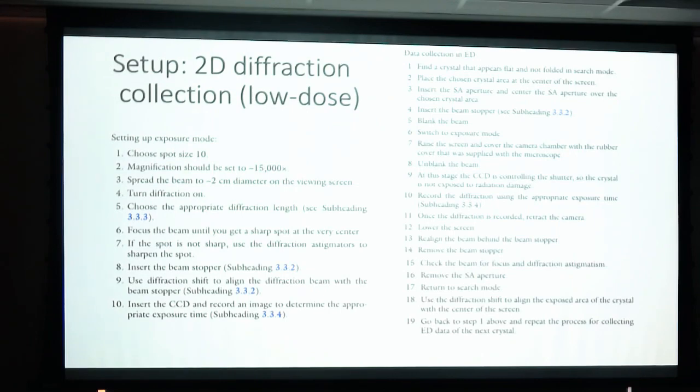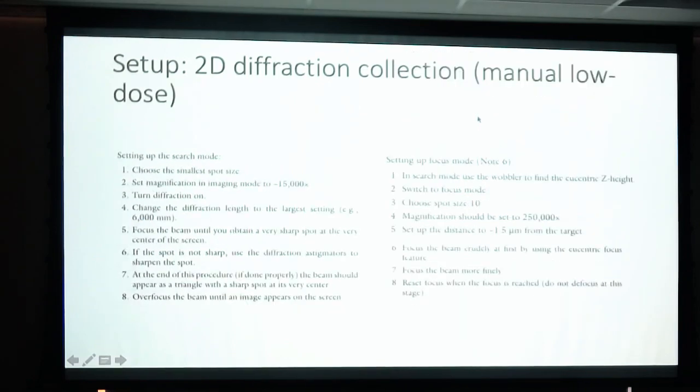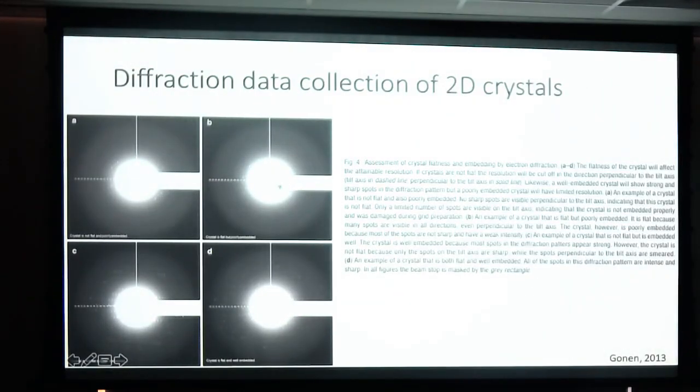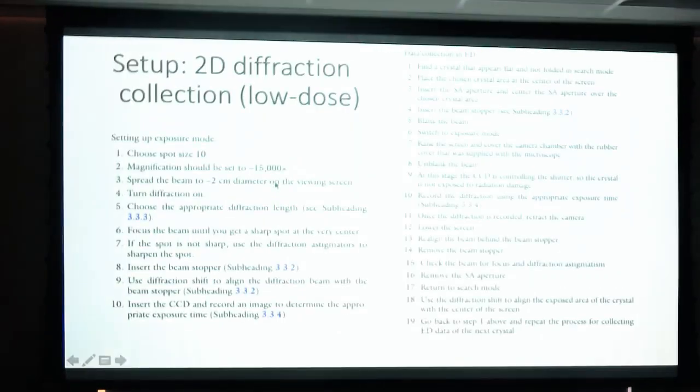And then once that's all set up, you can then cycle between these three modes, the search, focus, and exposure mode. So you go into search mode, find a crystal, put in a selected area aperture to minimize your field of view to that crystal, put in a beam stop. This is the beam stop here, so it blocks out the center part of the beam, so that you don't burn your camera or oversaturate your film if you were taking on film. And then basically you have to set up diffraction mode. You find it, take a diffraction picture, and then either tilt it or go on to another crystal. But anyway, it was quite laborious to do all of this.